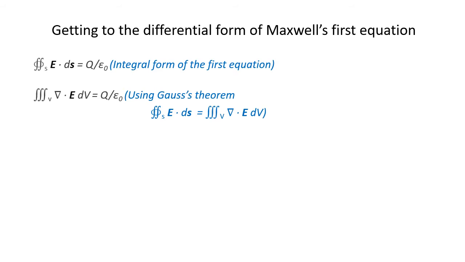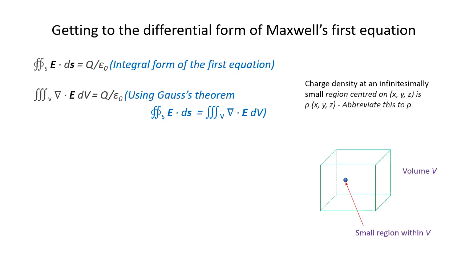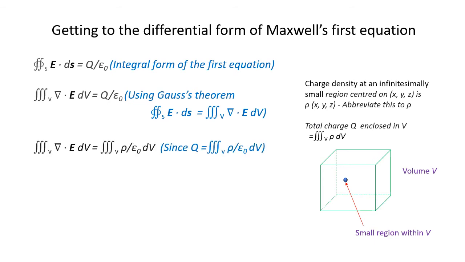Okay, let's get to the differential form of Maxwell's first equation. Starting with the integral form, we can switch the right-hand side to be the volume integral of the divergence using Gauss's theorem, which we've just discussed. Now, if we consider the volume as a whole, the charge density at a very small region, we're going to call this rho. If we integrate rho over the entire region, then it gives us the total charge enclosed in the volume. So we can substitute the right-hand side with the volume integral of rho.